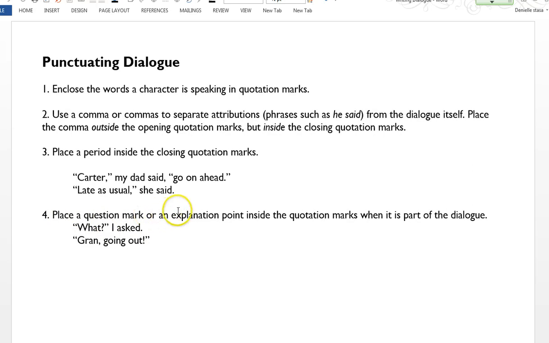Question marks, if the character's asking a question, get put inside. "So what?" I asked. So there's a period after "asked," but the character is asking a question, so the question mark goes inside. The same with the exclamation point.